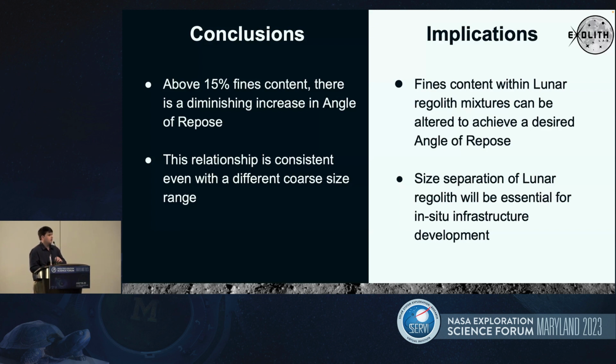So, fines content within lunar regolith mixtures can actually be altered to achieve a desired angle of repose. Of course, the numbers will always be a little bit different on the moon with the lower gravity, but it's also possible that maybe one day we'll be able to take the angle of repose of a site and estimate the fines content within that site. It's also really important from this study that size separation of lunar regolith will be super essential for in situ infrastructure development. We really need to be able to separate the coarse materials from the fine materials and actually do things with that.